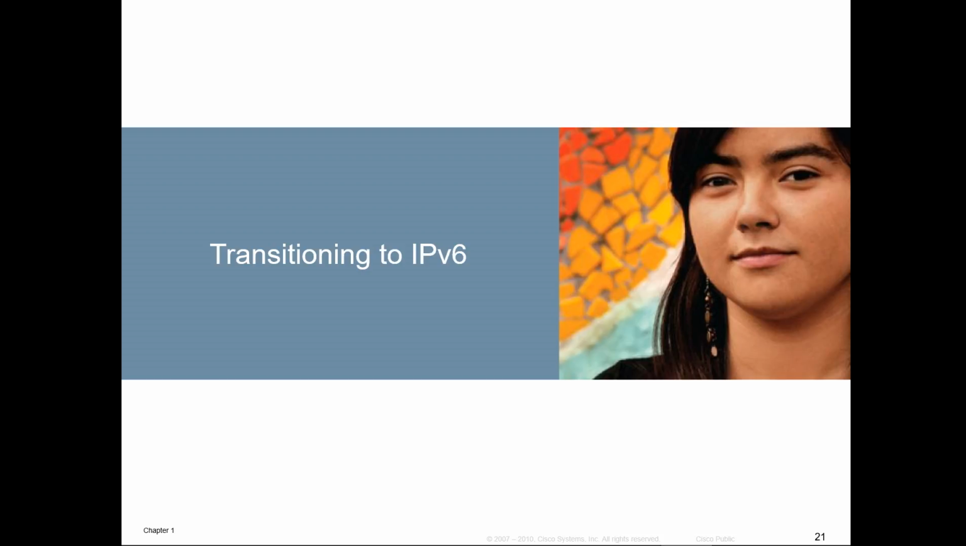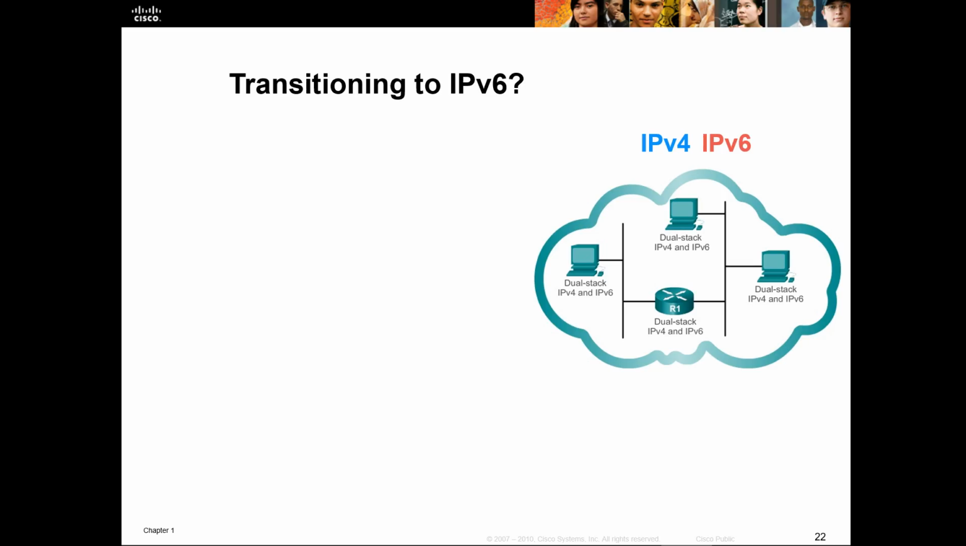Lastly, let's talk about the transition to IPv6. So what's involved with this transition to IPv6? That is actually taking an IPv4 network and putting it on an IPv6 network, or vice versa. So there's things like dual stack. Dual stack runs both IPv4 and IPv6 addresses.